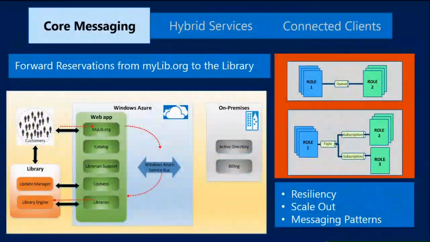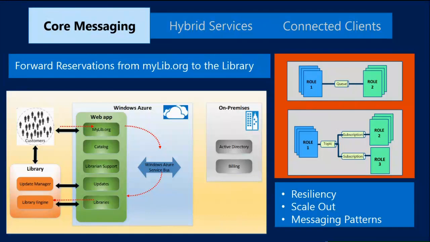The first is, and this is a core messaging scenario, that's where we use queues and topic and subscriptions, that you want to reserve something from the website. So you have a reservation that you make on the website for a book, and you want to get that back to the on-premises system. The way you do this is you create a message, and you put that message into a queue, and then the backend system that sits here on premises pulls that message off that queue.